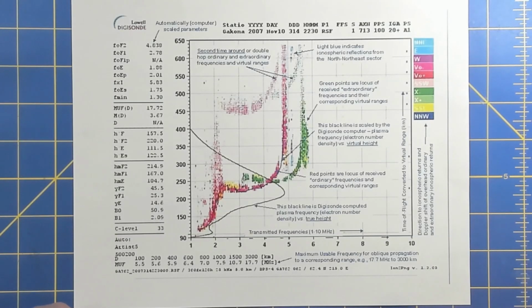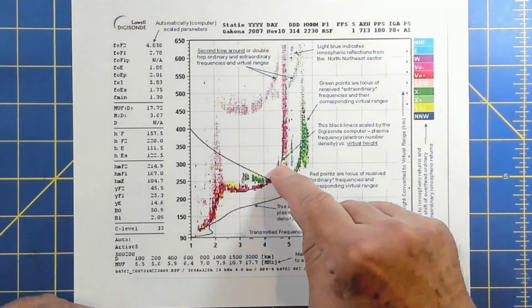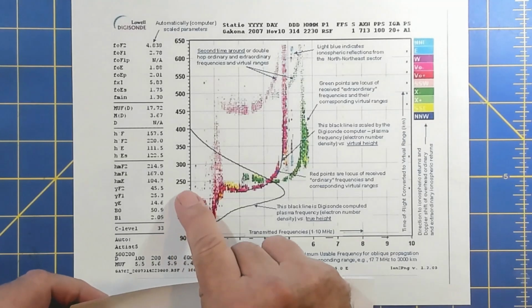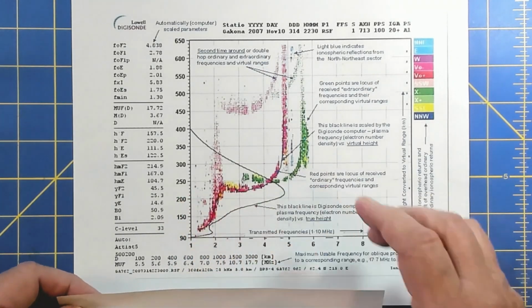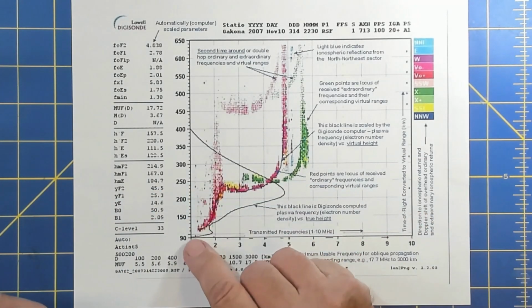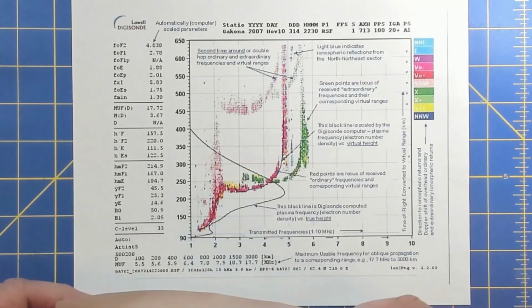This ionosphere shows a well-formed F layer. That's this right here, with a peak ionization of around 220 kilometers, which is about right there. See, there's the well-formed F layer. There's also a less obvious E layer at an altitude of about 110 kilometers. That's this little bit right here. See where it curves around to the side.